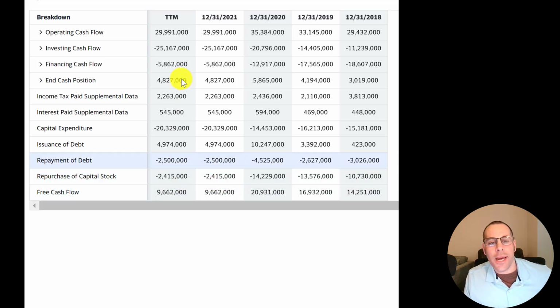Free cash flow is cash flow from operations minus capital expenditures. This is the cash that's remaining for the investors. So the company can pay a dividend with this cash, buy back stock, pay down debt, or reinvest back into the business.